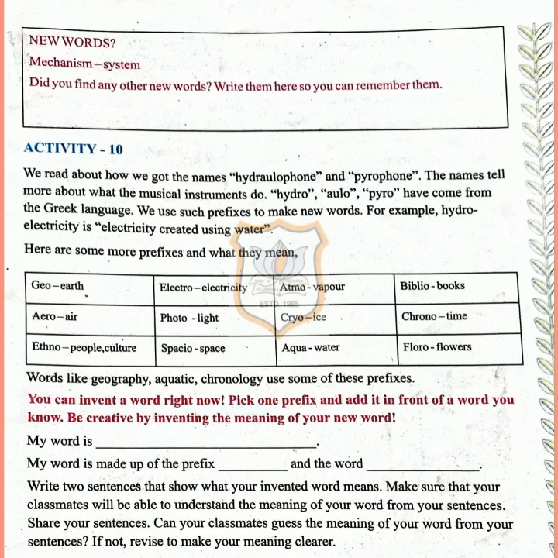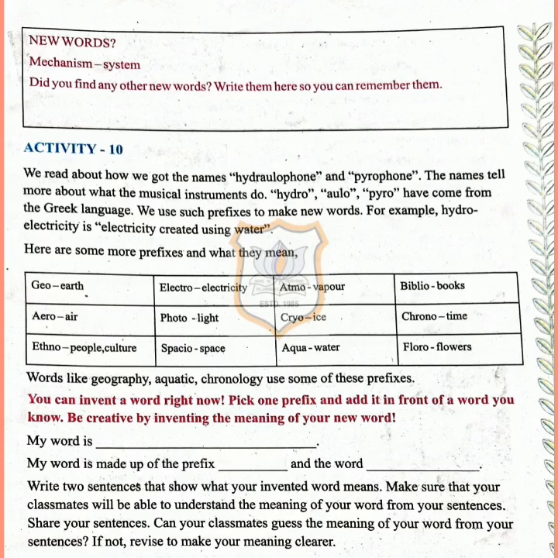We read about how we got the names hydrolophone and pyrophone. The names tell more about what the musical instruments do. Hydro, aulos, pyro have come from the Greek language. We use such prefixes to make new words. For example, hydroelectricity is electricity created using water. So here are some more prefixes and what they mean.